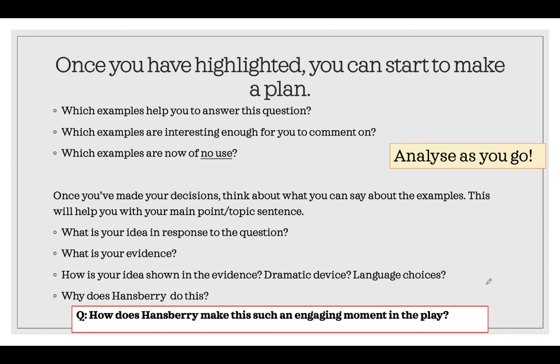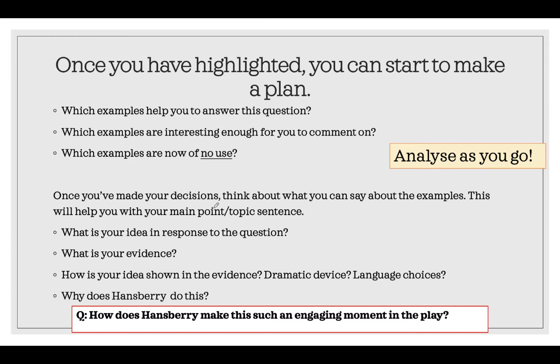Okay, so once you've highlighted, you can then start to make your plan. In order to do that, you're going to go back and think about which examples help you to answer the question. It may be that you've highlighted quite a lot and then you decide that there are some that you want to cut out. So remember to eliminate anything that you don't think is strong enough. But also really focus on the ones that you do think are interesting and make little notes around them. And do analyse as you go. Obviously, I've been verbally analysing, but you would do this by making notes just to remind yourself when you come to write up your answer.